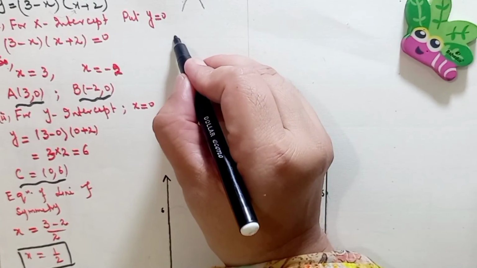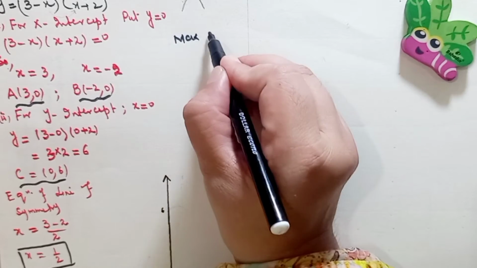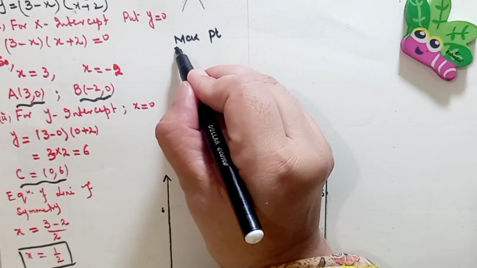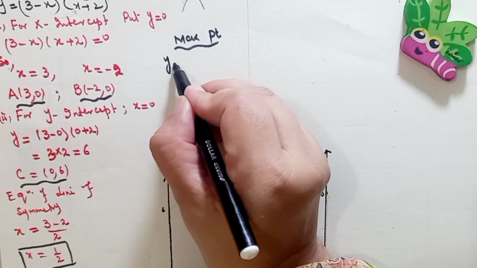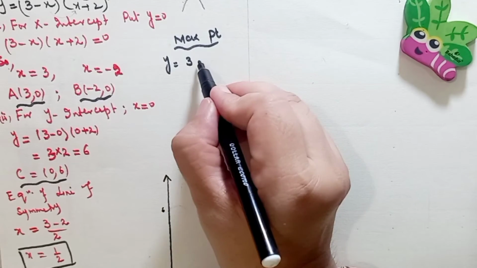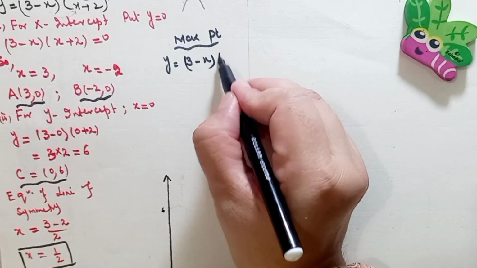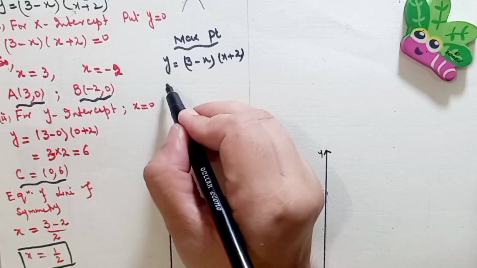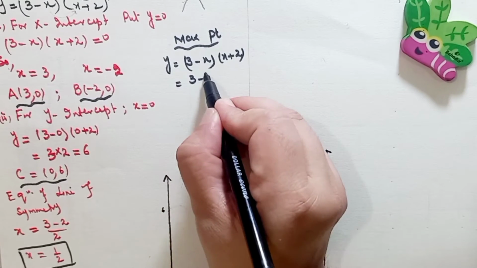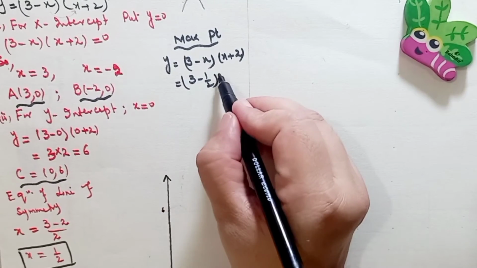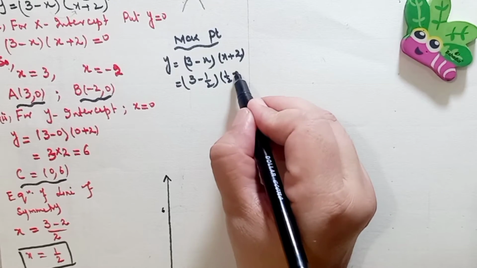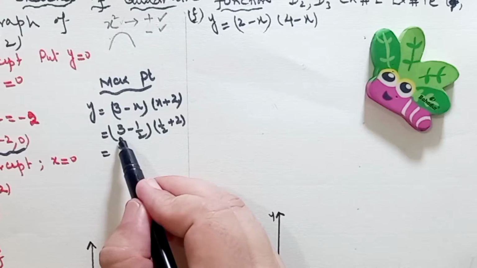So the maximum point: y equals 3 minus x into x plus 2, 3 minus 1 by 2 into 1 by 2 plus 2. Okay, take the LCM.